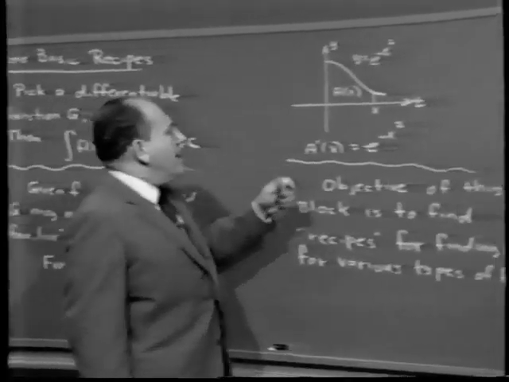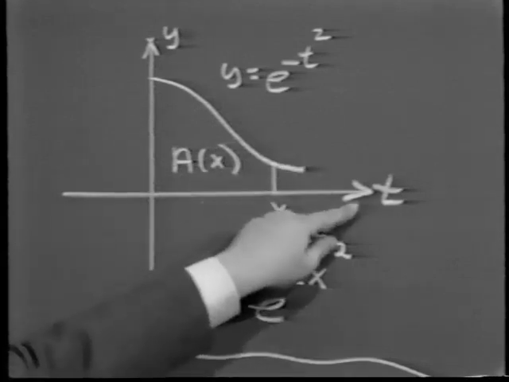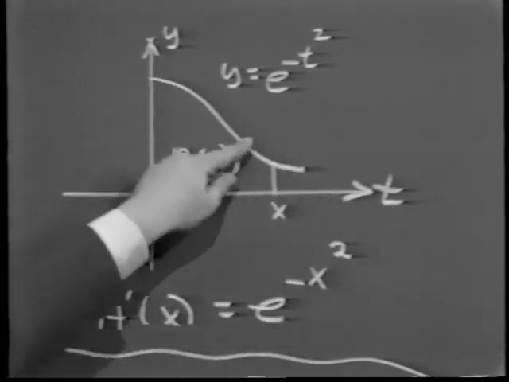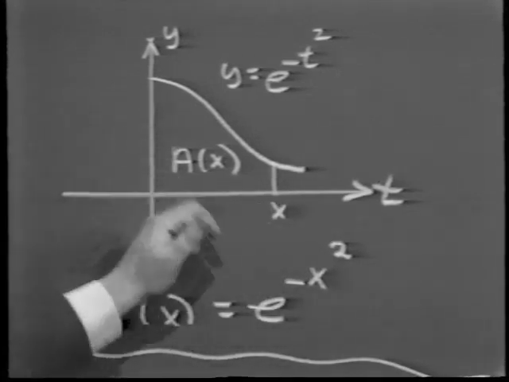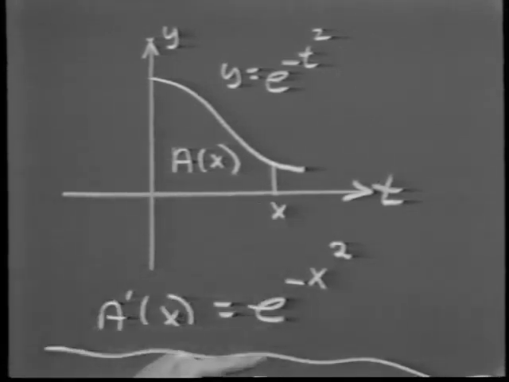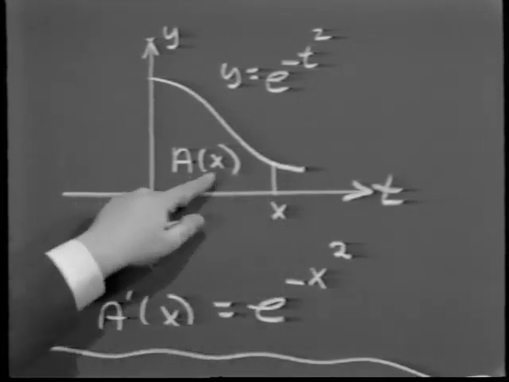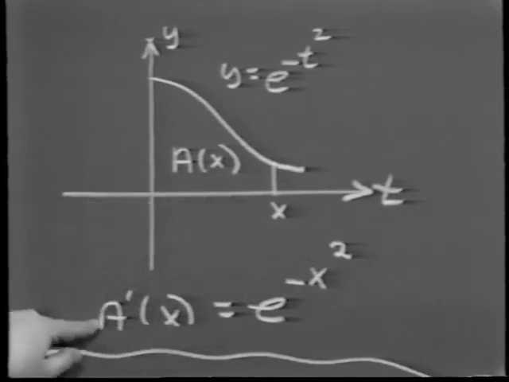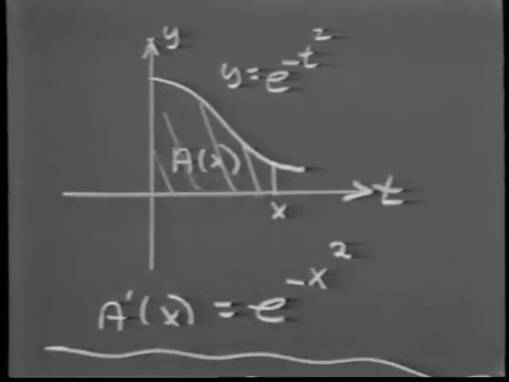Namely, what we do is we take the curve y equals e to the minus t squared in the yt plane, and compute the area bounded above by that curve, below by the t-axis, on the left by the y-axis, and on the right by the line t equals x. The area under the curve is a function of x, and what we've already seen is that in this particular case, A prime of x is precisely e to the minus x squared. In other words, this area function does turn out to be the function whose derivative with respect to x is e to the minus x squared.